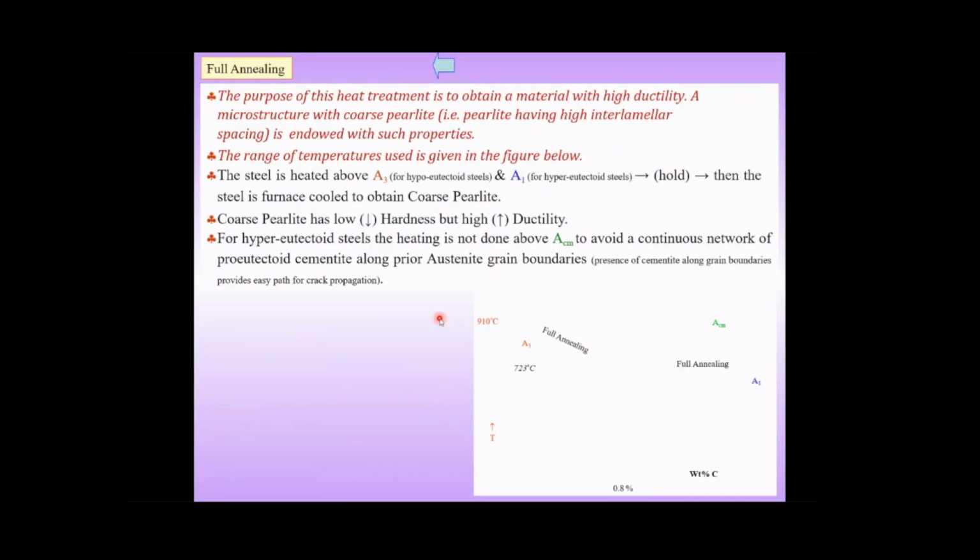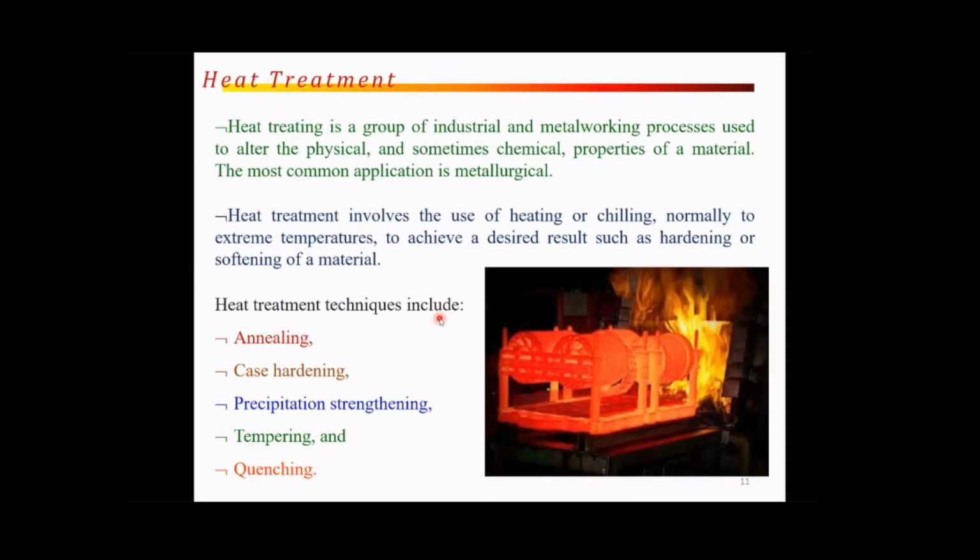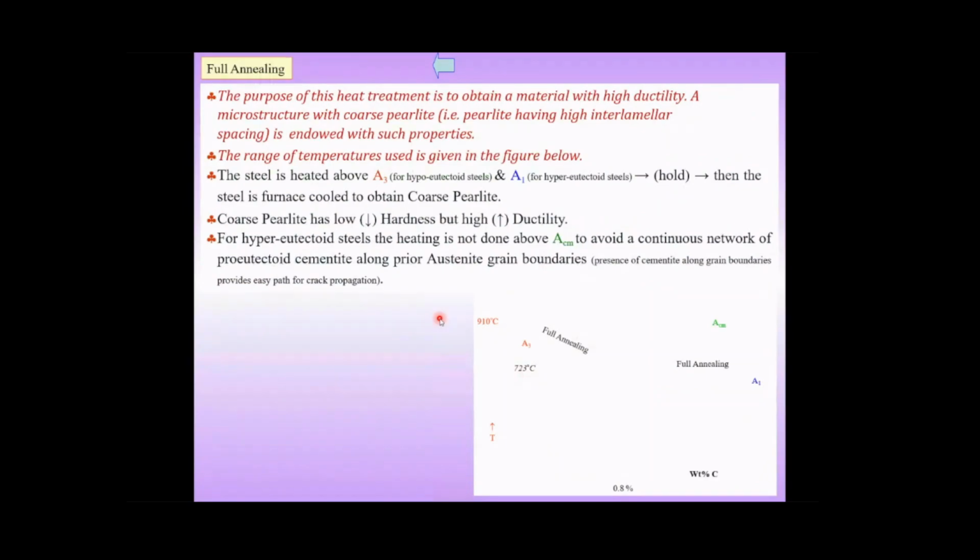The purpose of annealing is to obtain material with very high ductility and also a microstructure with coarse spheroidal structure, and the purpose of full annealing is to make the material very soft and very ductile.